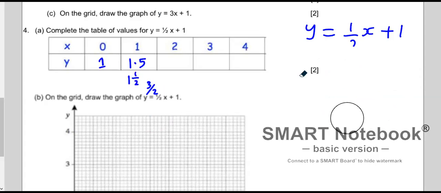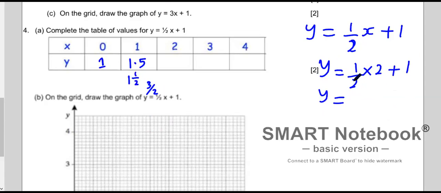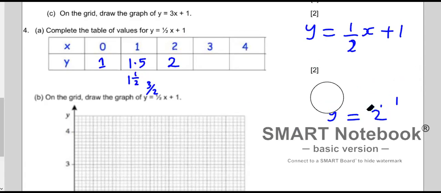Keep going to the next value, x is 2. So this will be y equals 1/2 times x, where x is 2, plus 1. So y will be equal to, simplifying these numbers, 1 plus 1. So y will be equal to 2. So yeah, you write 2. All right, you keep going.